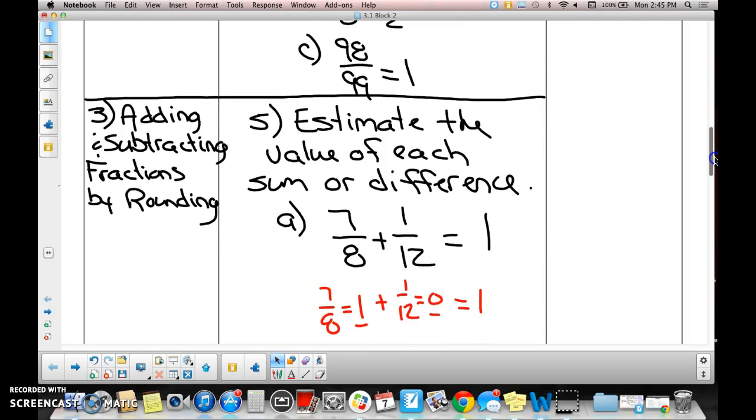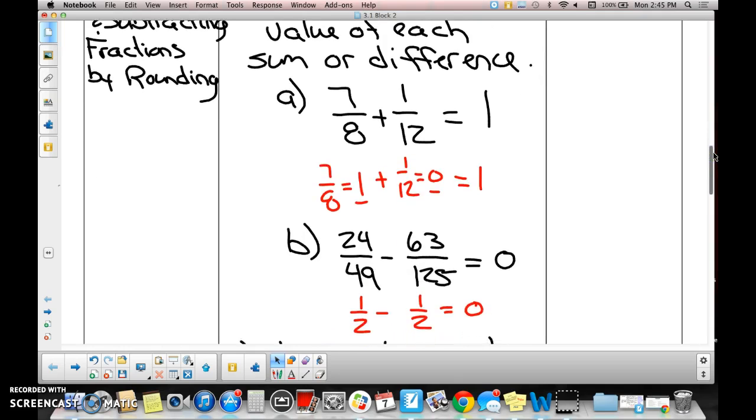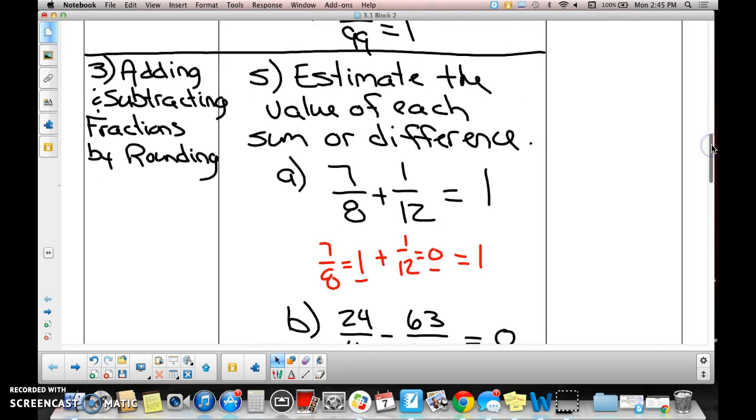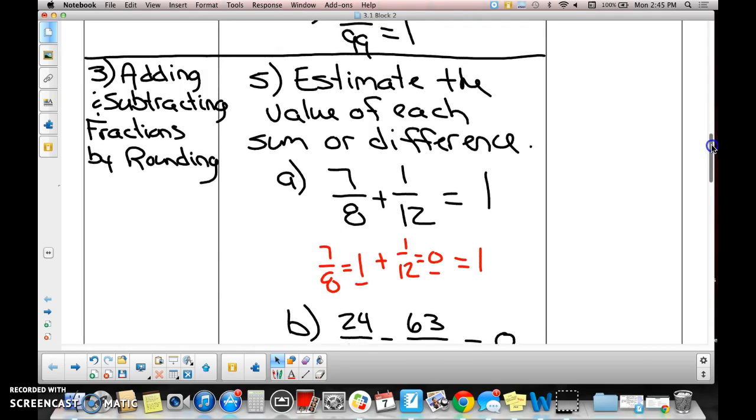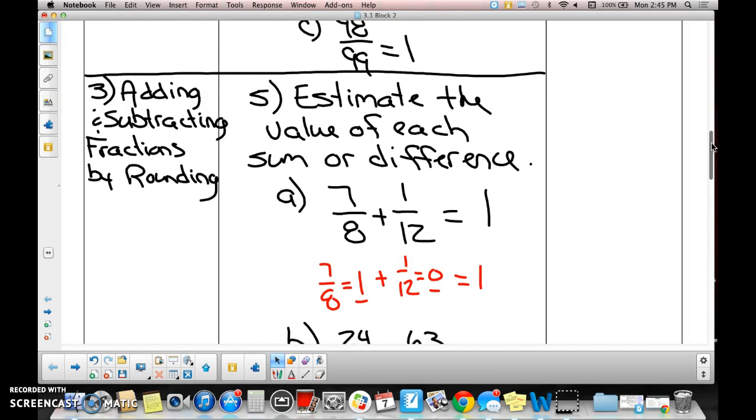Adding and subtracting fractions. So letter A, you see the work here. We've got 7/8, we got 1/12. 7/8 is the same as what? I'm sorry, 7/8 is not the same as 1. 7/8 is about what? 1. And 1/12 is about what? 0. So the estimation on 7/8 plus 1/12 is approximately the answer 1.